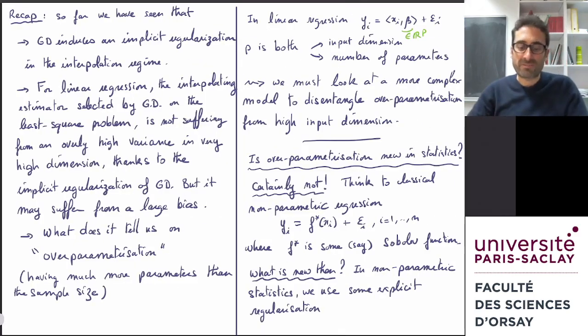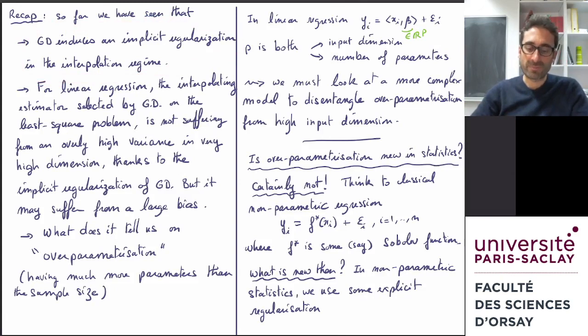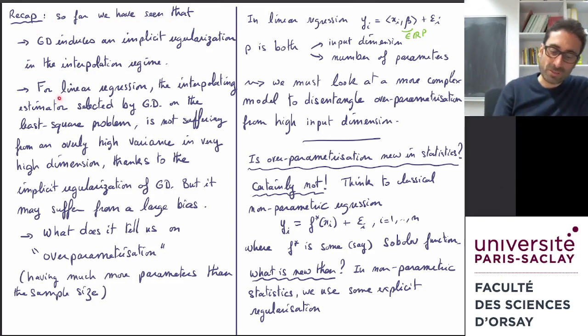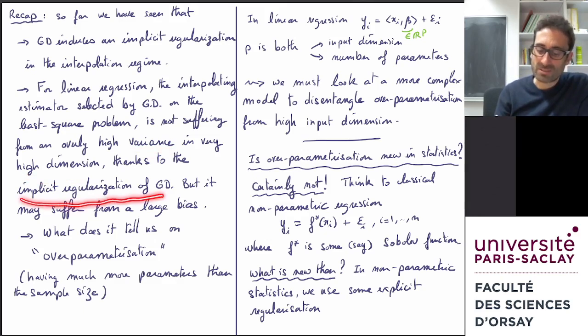So what have we seen so far? What we have seen is that gradient descent induces some implicit regularization in the interpolation regime. In particular, we have been focusing a lot on linear regression, and we have seen that if we do gradient descent on the least squares problem, then we end up with an estimator which has a variance which is not too high when we are in high dimension, and this is thanks to the regularization of gradient descent. But at the same time, maybe it will suffer from a large bias.